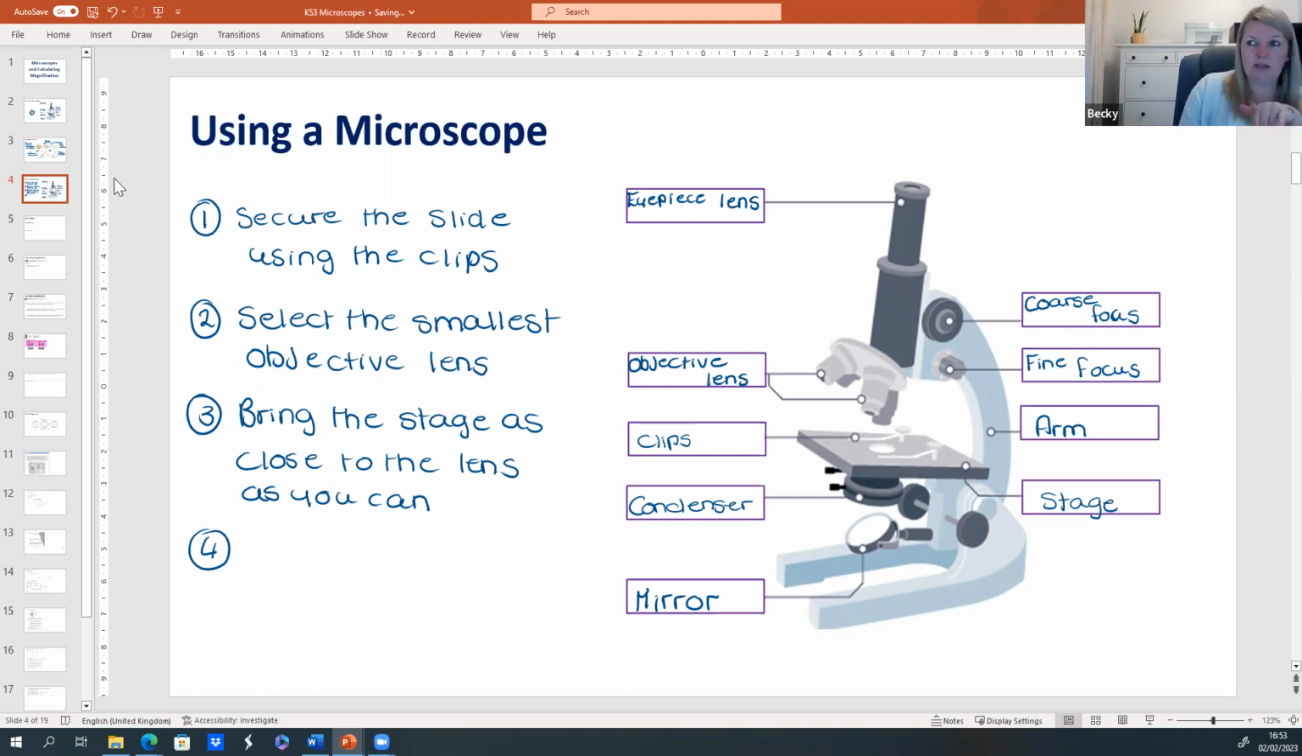So put a slide under the clips. Start with the smallest objective lens and bring the lens and the stage as close as we can, just looking at it, making sure they don't touch. Brilliant.